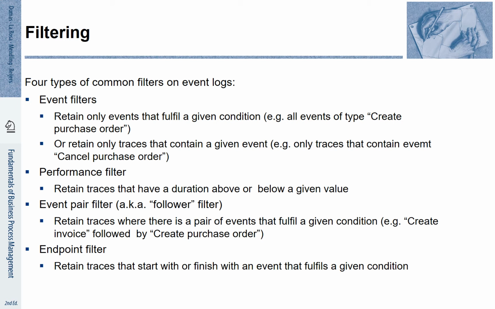Different criteria can be applied for filtering. Filtering rules can be related to events, for example, if they fulfill a certain condition, or if the trace fulfills a certain condition. They can also be related to performance ranges, or to observing a certain sequence by a pair of events, or according to certain endpoints in the process.